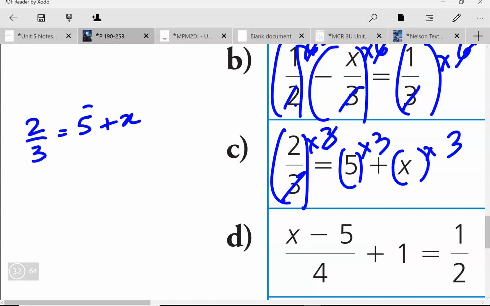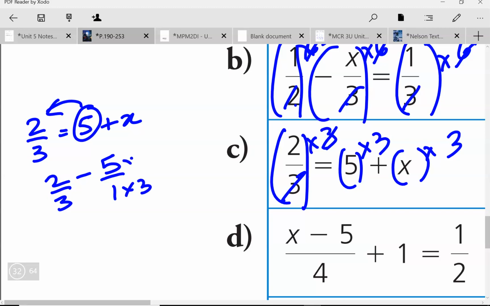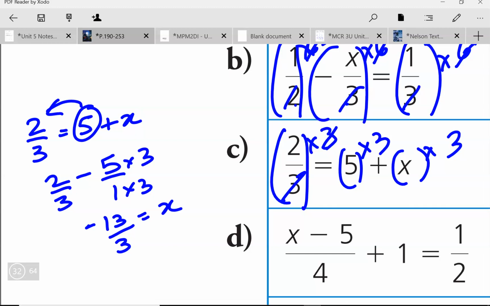again, you'd have to first move this to the other side. You'd have to do 2 over 3 minus 5, which again, you'd have to do this. 2 minus 15 is negative 13 over 3, and that's the answer for x. You could do it that way, sure, but again, be very careful when you're doing this.